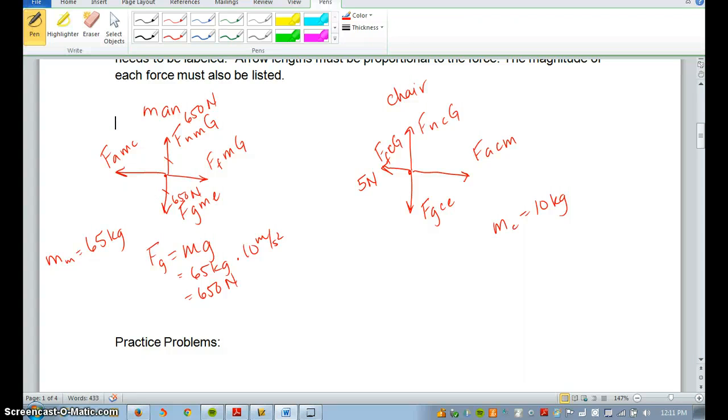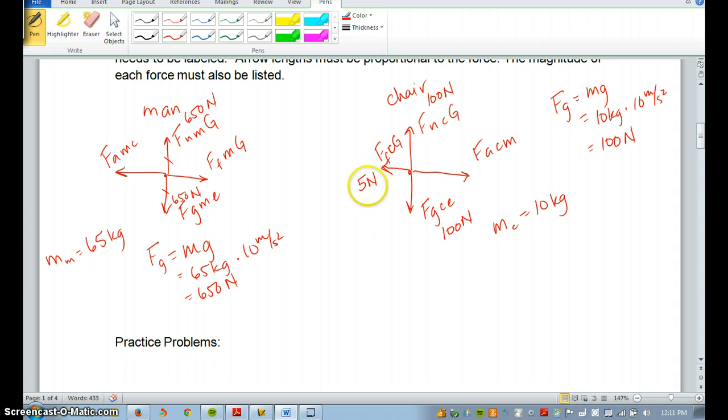All right, the next one is, let's do the force of gravity for my chair. Same thing, Fg equals mg. In this case, my chair is 10 kilograms. Gravity is 10 meters per second squared. You can use 9.8 as well. I'm just making my math a little bit easier. So I have 100 newtons of force. So in this case, this is 100 newtons. This is also 100 newtons.